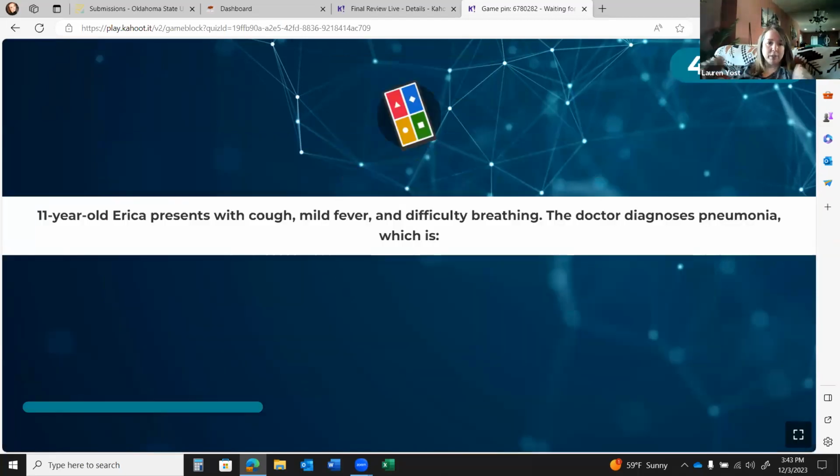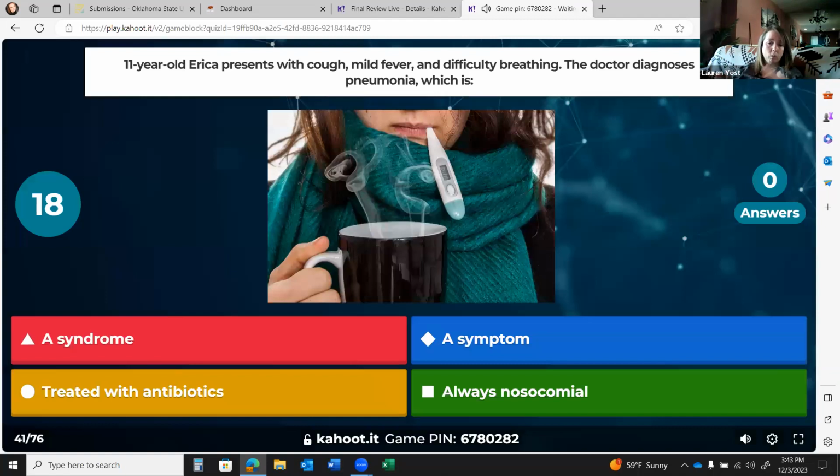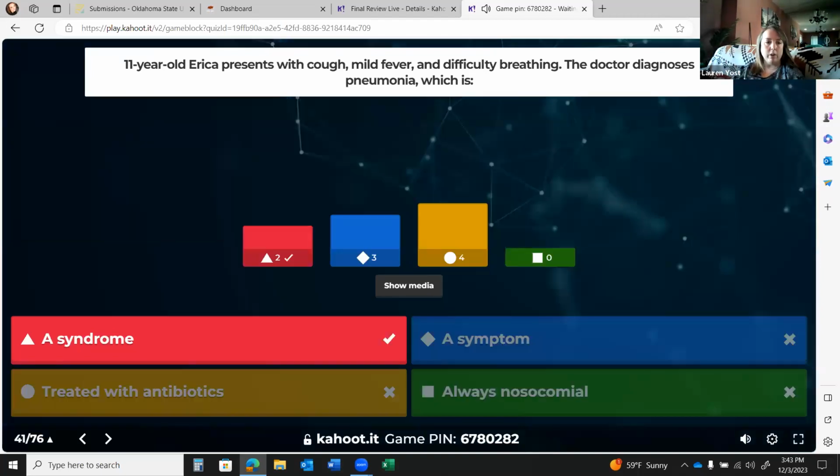11-year-old Erica presents with a cough, mild fever, and difficulty breathing. The doctor diagnoses pneumonia, which is not kind of what you were expecting when you saw the choices, huh? All right, so a little bit of a ruse going on here, but the answer is syndrome. That's the only one that really applies to all of it.